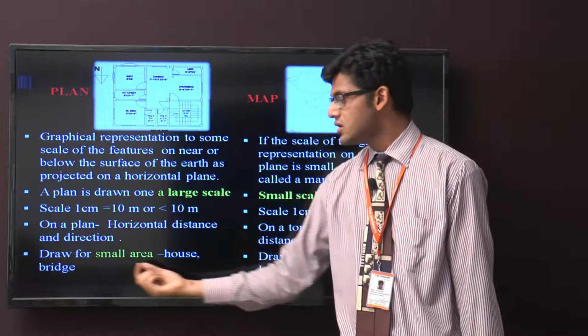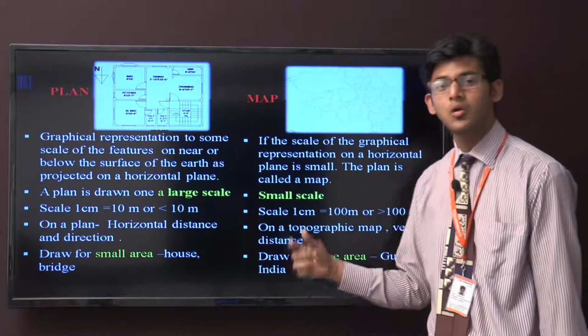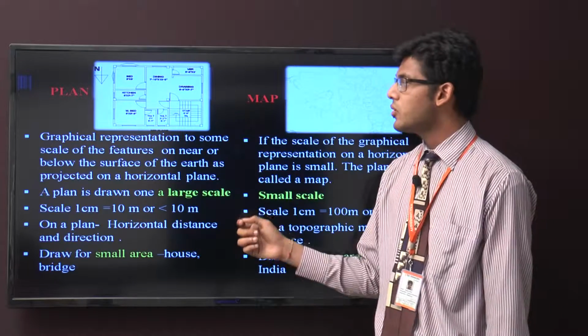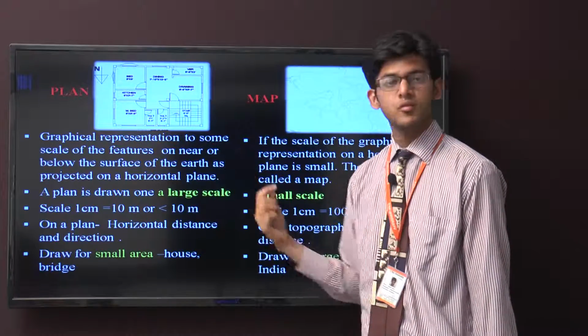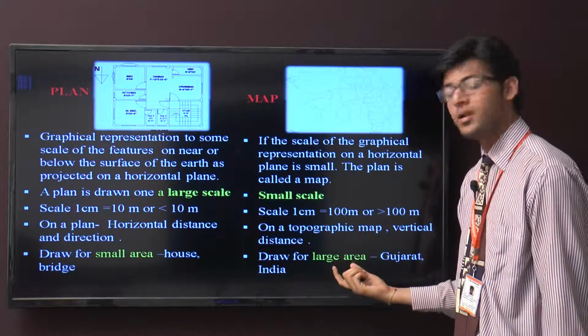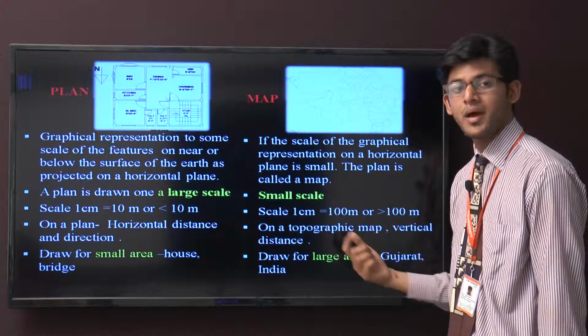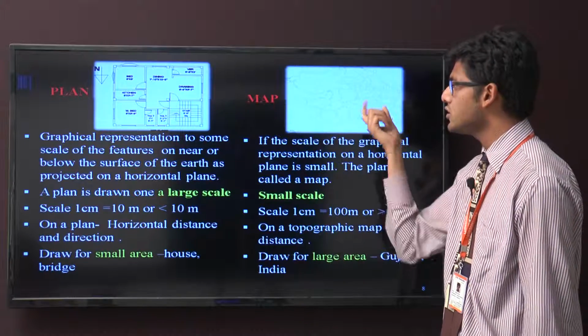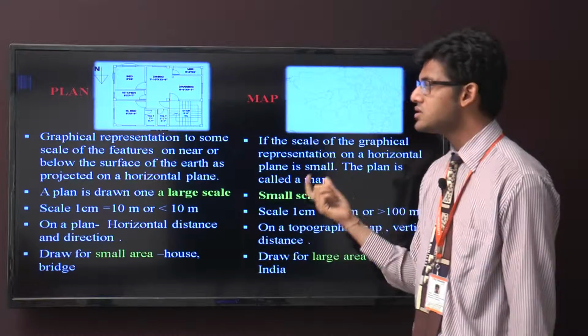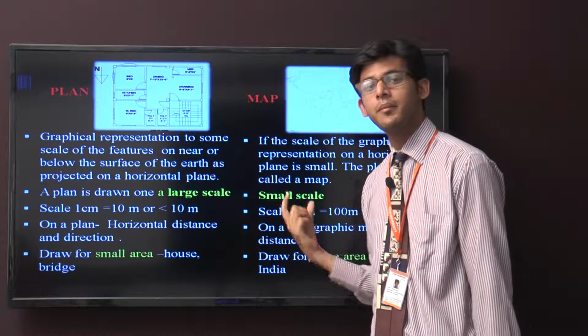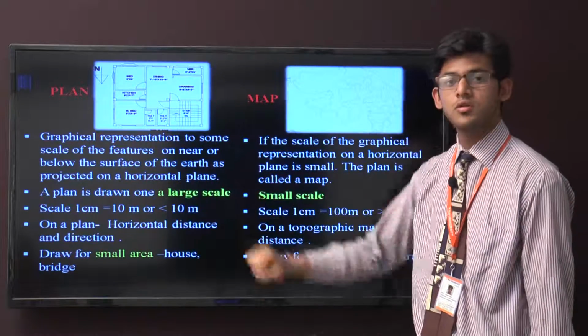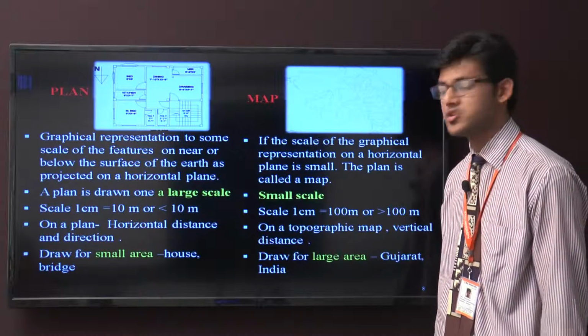The last difference is that for a small area like a house or bridges or any small area, you have to make one plan of it. Same way, for larger areas like states or a country, it is a map. So this is the map of the state which is shown here. So this is the basic difference in how a plan and a map work. It is generally considered for small areas, and the map for large areas.